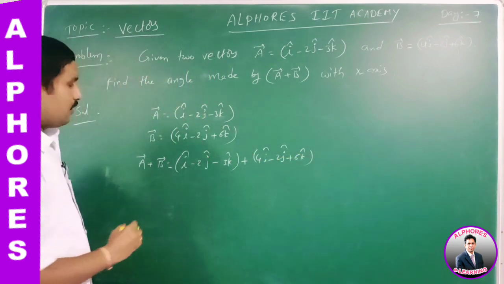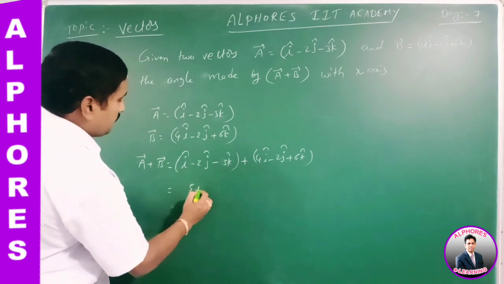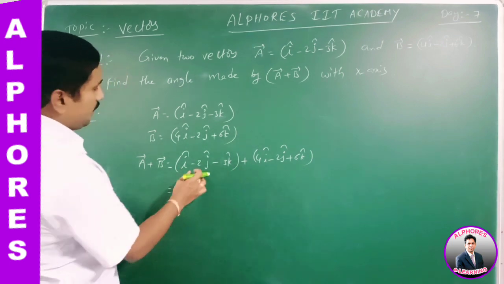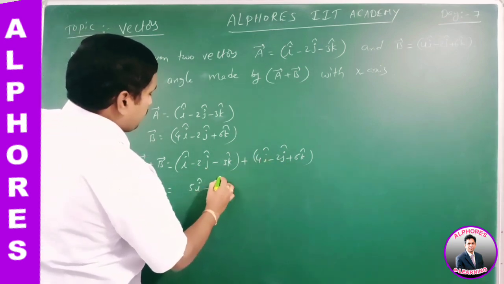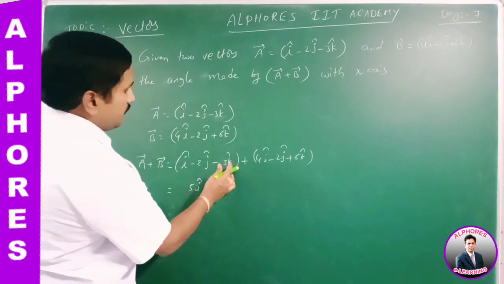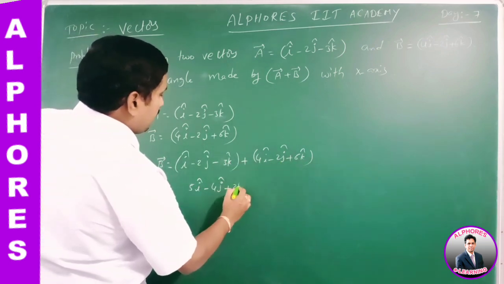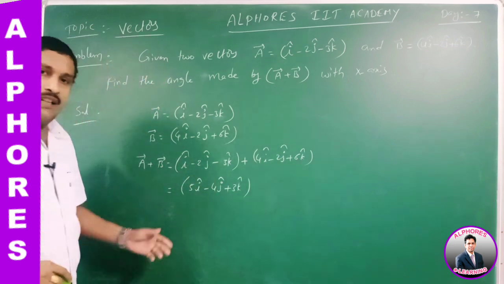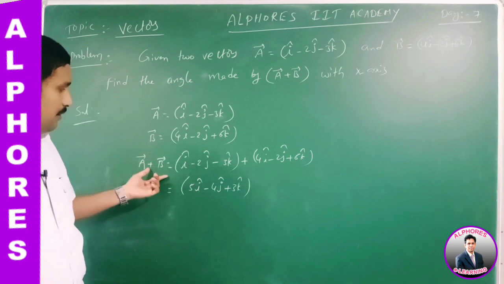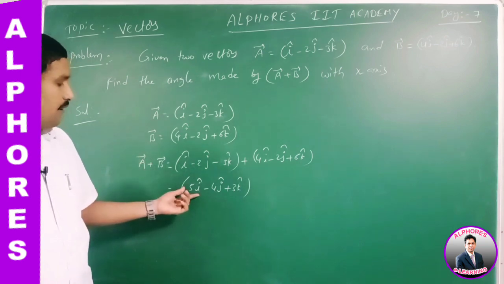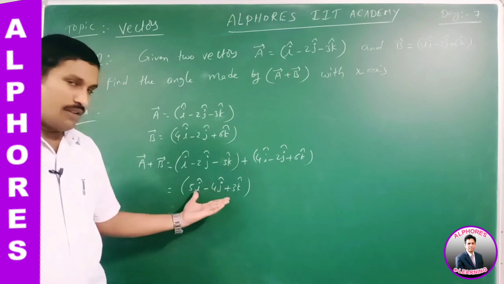Right? Now by adding these two vectors: i plus 4i, how much is it? 5i cap. Next, this is minus 2j cap and this is minus 2j cap, how much is it? Minus 4j cap. Again, this is minus 3k cap plus 6k cap, that means plus 3k cap. So this is the required vector by adding the two vectors a bar and b bar: a bar plus b bar is equal to 5i cap minus 4j cap plus 3k cap.